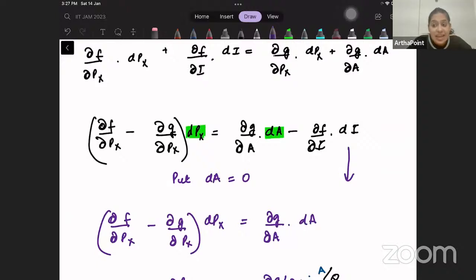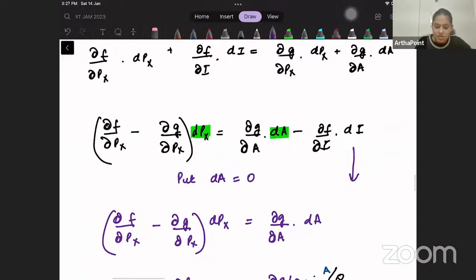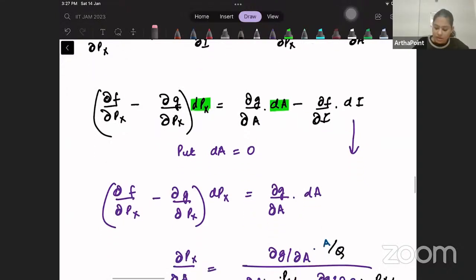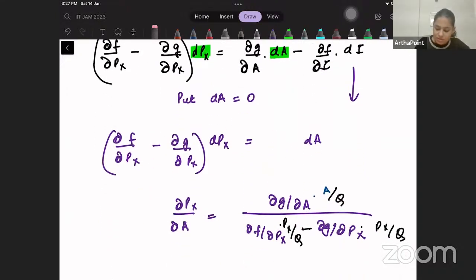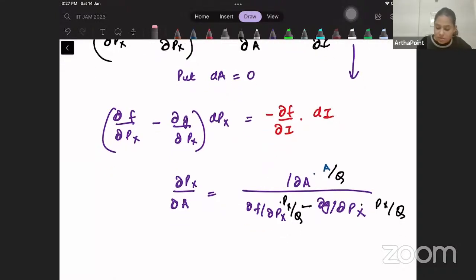If I put dA equal to 0, what will I get in the numerator? I will have this now. So if I just put dA equal to 0, what is going to happen? I am going to get minus del F by del I dI, because I'm putting dA equal to 0. And here in the numerator, I will get minus del F by del I.